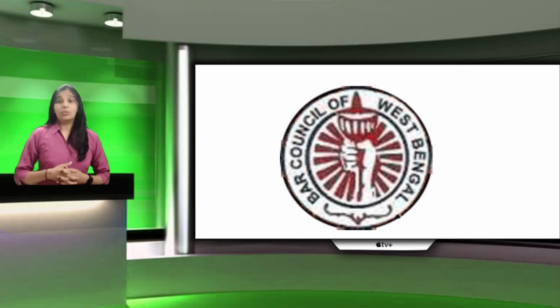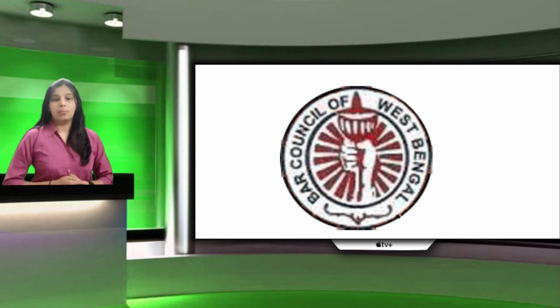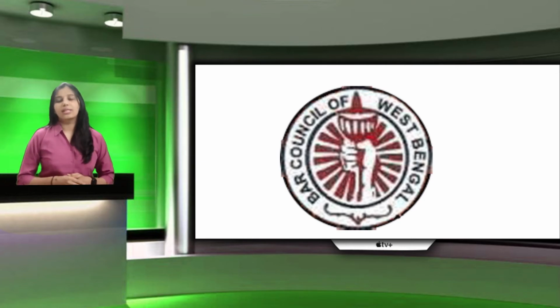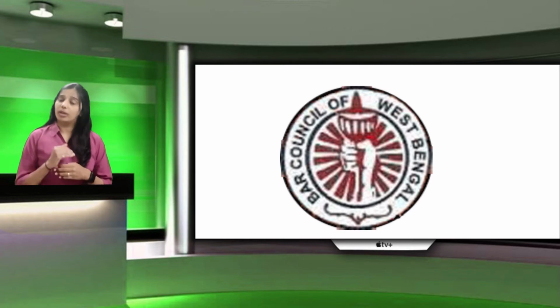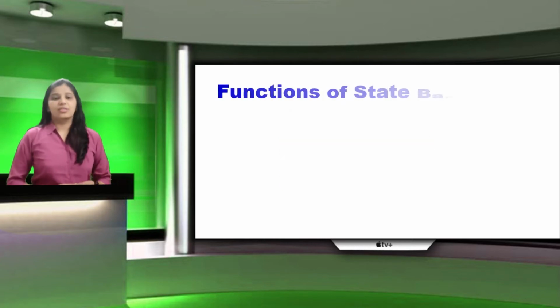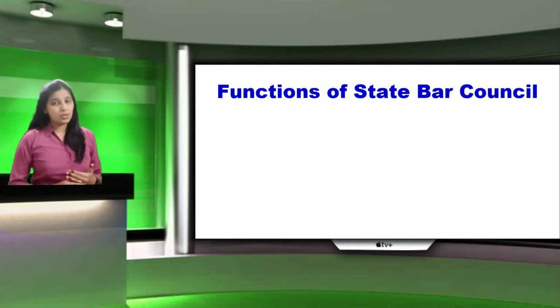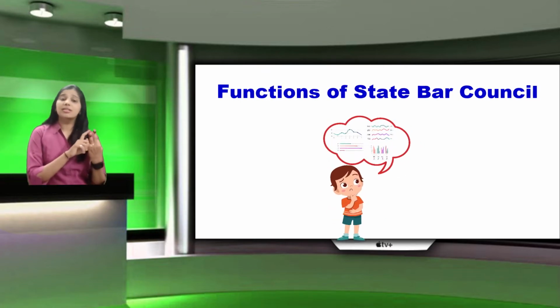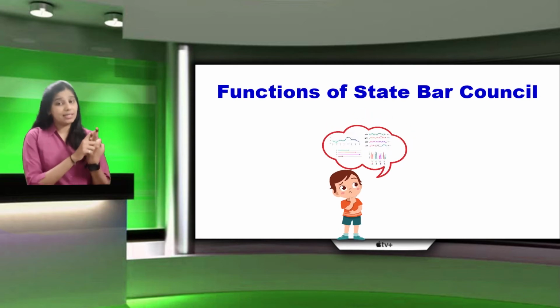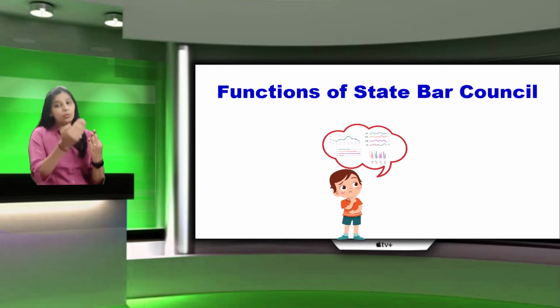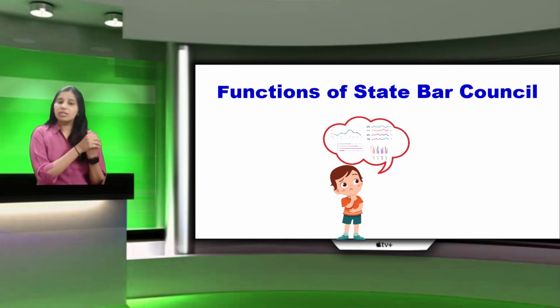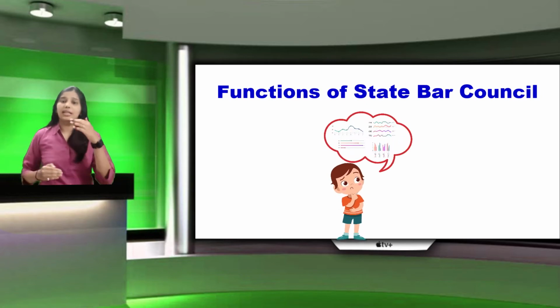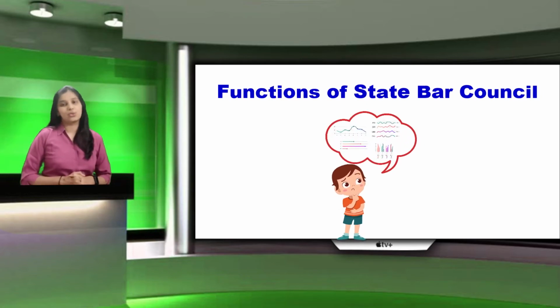Now we'll move forward with the functions of the State Bar Council. As per Section 6 of the Advocates Act, the State Bar Council has the following functions. The first function is to admit persons as advocates on its roll. Second is to prepare and maintain such roll. The third is to entertain and determine cases of misconduct against advocates on its roll. Fourth is to safeguard the rights, privileges and interests of the advocates on its roll.